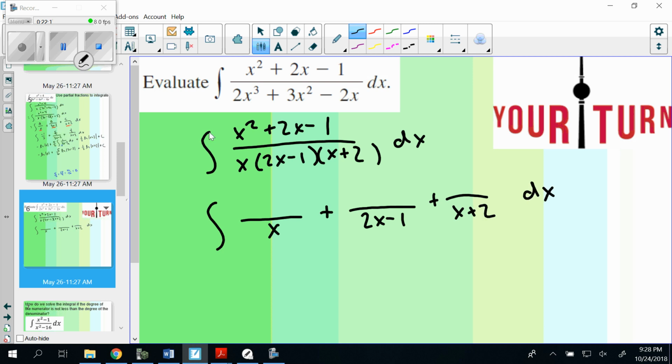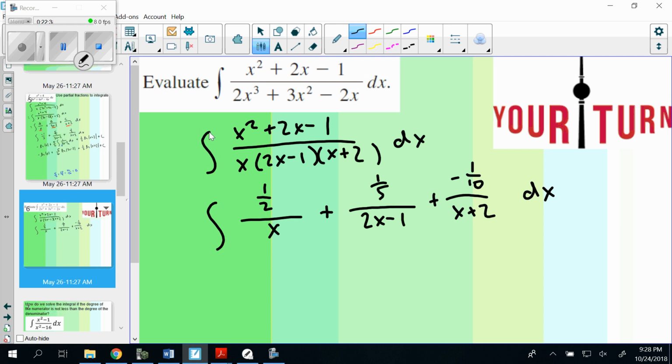You find your a, b, and c and did it correctly. You should have found out that this one is going to be 1/2. This one comes out to be 1/5. And this one you should have got negative 1/10 if you did it correctly.